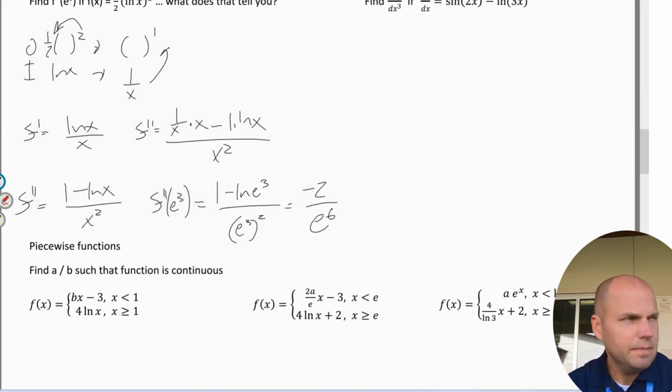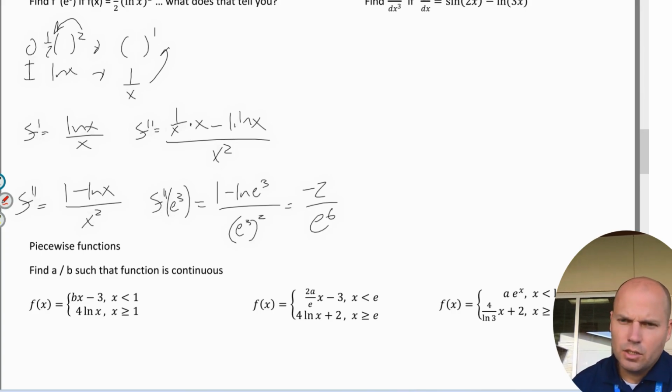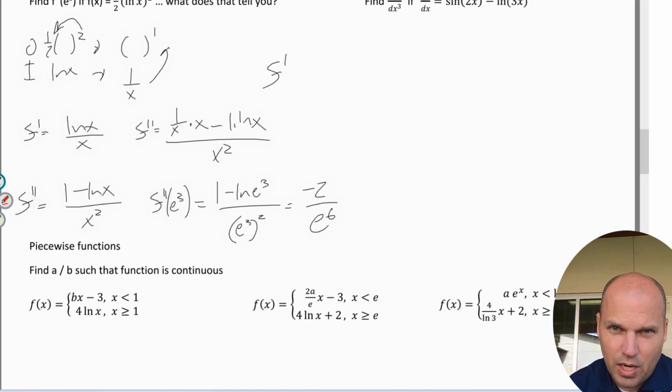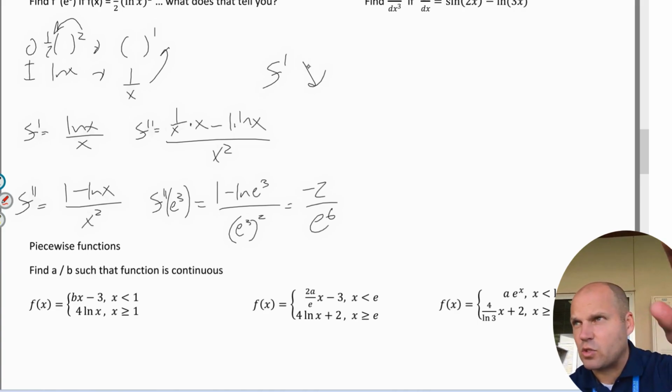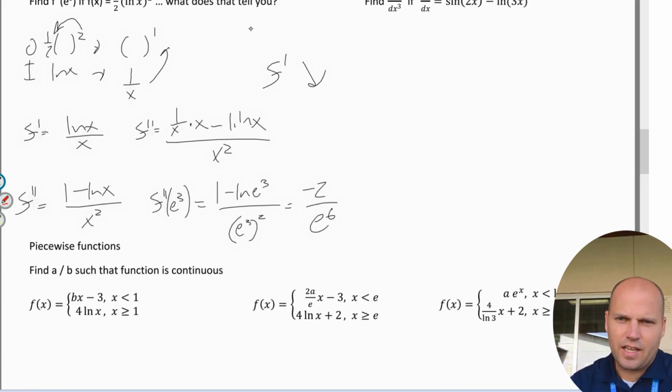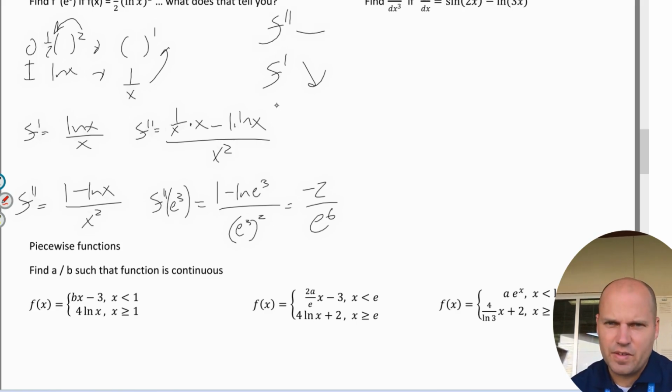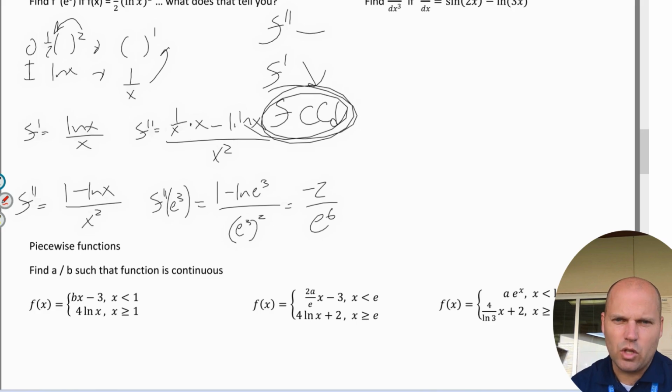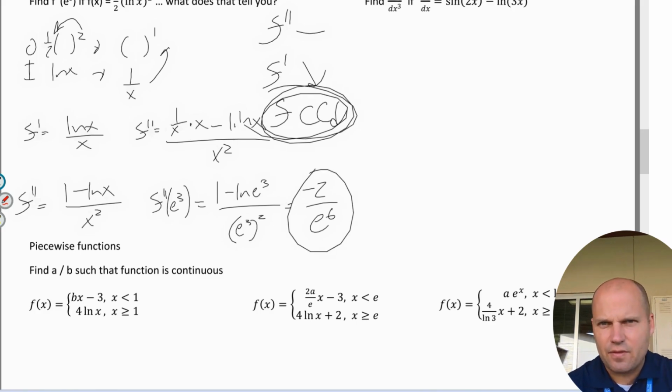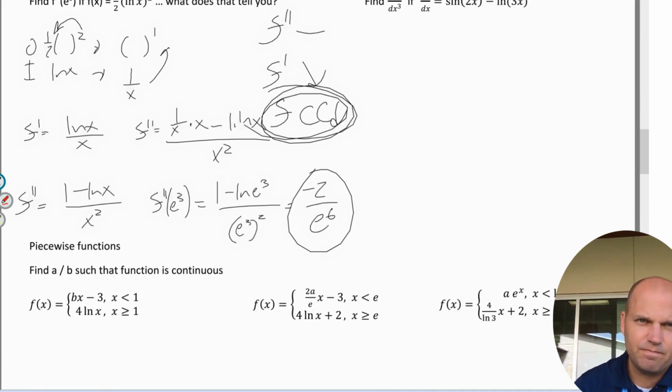What does that tell me? It tells me the slope of f prime. Tells me f prime is decreasing by 2 over e to the 6th y's per x, because you know the slopes of the slopes. It also tells me that since the second derivative is negative, the original function must be concave down. And that's what we're looking for. Since my second derivative is negative, my original function is concave down, or my first derivative must be decreasing.